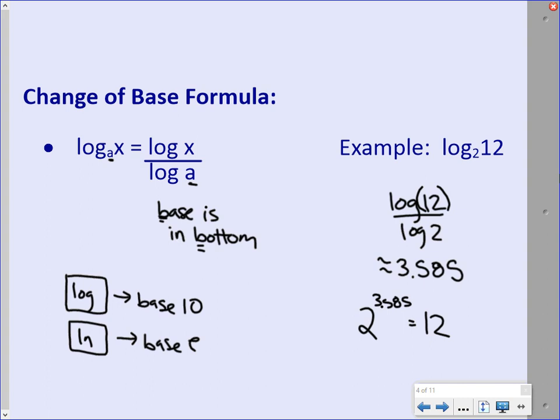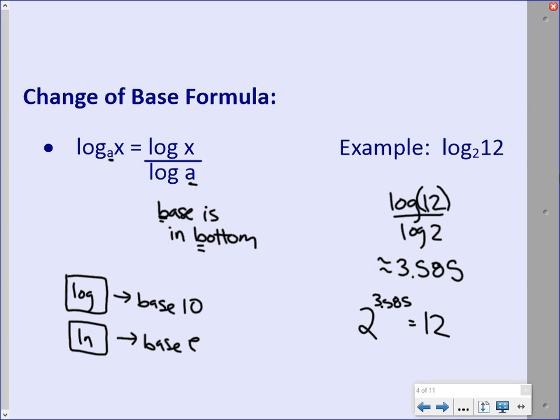And use that, like I said, anytime you can't evaluate a logarithm. So like, 2 to what exponent equals 12, I don't know, because 2 to the third is 8 and 2 to the fourth is 16. It's somewhere in between 3 and 4, and this will narrow it down really fast. We okay with change of base?